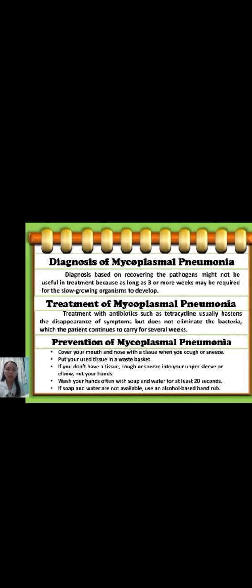Treatment. Treatment with antibiotics such as tetracycline usually tends to make symptoms disappear but does not eliminate the bacteria, which the patient continues to carry for several weeks. Meaning they have to carry this for several days or several weeks.